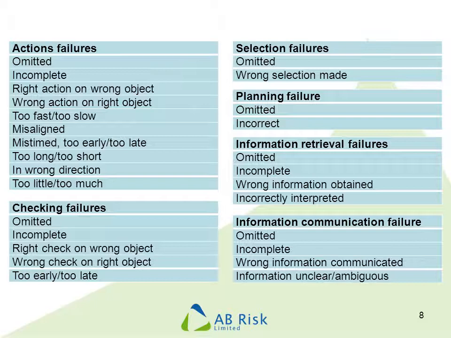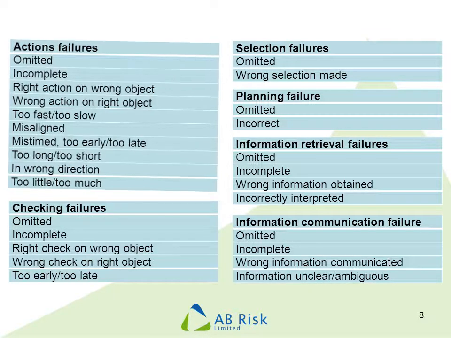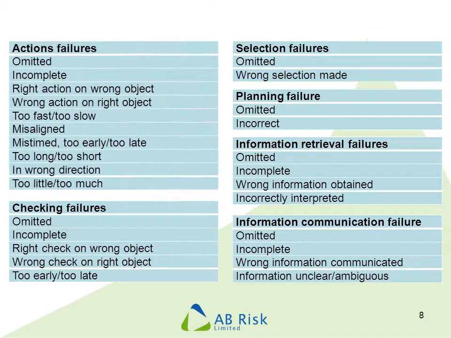If you take a simple example, say opening a valve, that's an action, so that's the part of the table we're going to use. And it prompts you to think, well, omitted: if that step is omitted, what is the consequence if we don't open the valve? What about incomplete? Is there a consequence if we don't open the valve fully? What about right action on wrong object? That means what happens if we open the wrong valve?